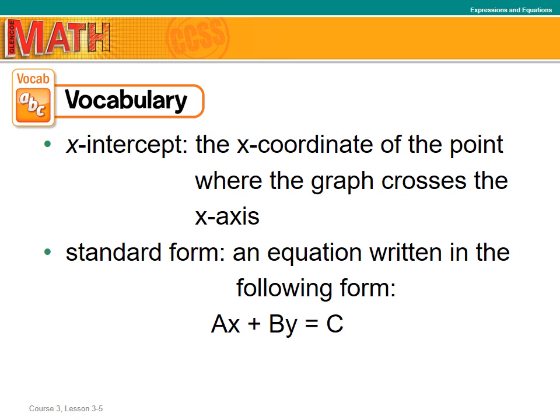Standard form is an equation written in the following form: a times x plus b times y equals c. A, b, and c are integers, and they have to be greater than 0.